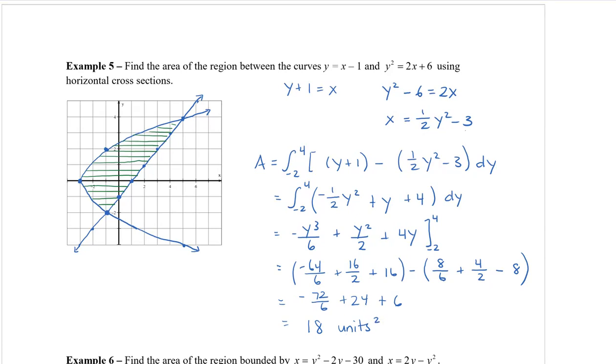All right, so in summary, if it's easier to use horizontal cross sections so that we only connect one curve to another curve, then I would recommend doing horizontal cross sections. But if there's only one curve on the top and one curve on the bottom, then you can use vertical cross sections.